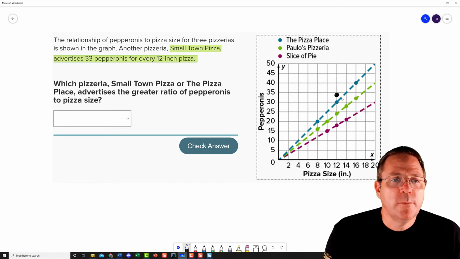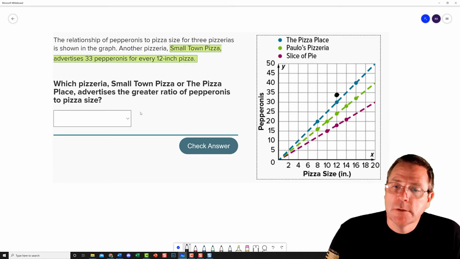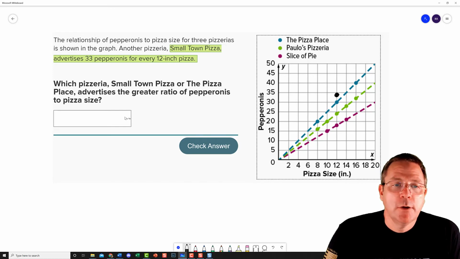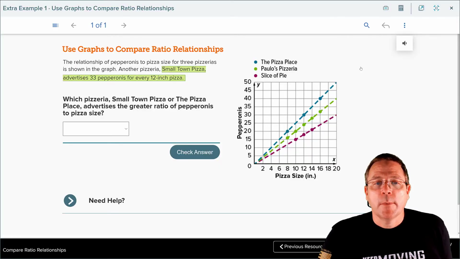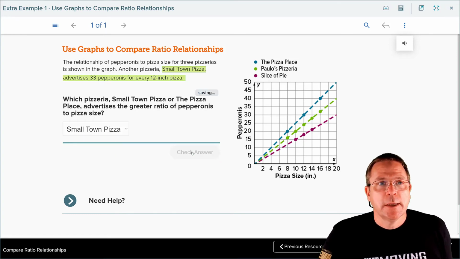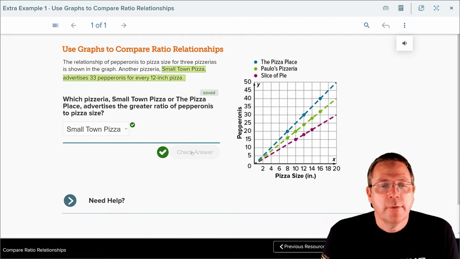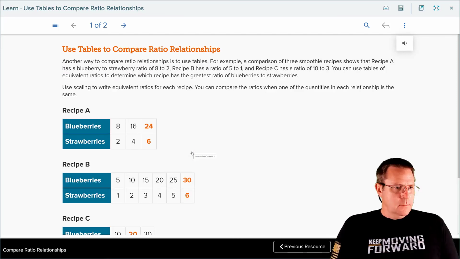So which of the pizzerias, Small Town Pizza or the Pizza Place, is going to have a greater ratio? Well, the Pizza Place is the blue one. Small Town Pizza is my new dot. Small Town Pizza is going to be the winner. So I'm going to go back to my computer screen. I'm going to hit Small Town Pizza and check the answer. And the answer is indeed correct. Great job.